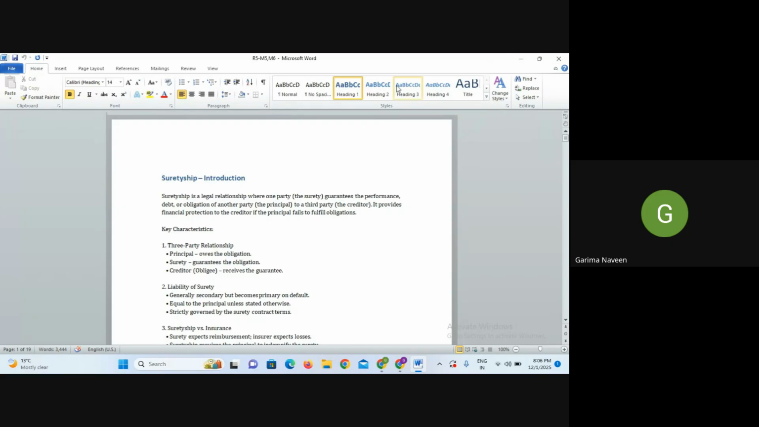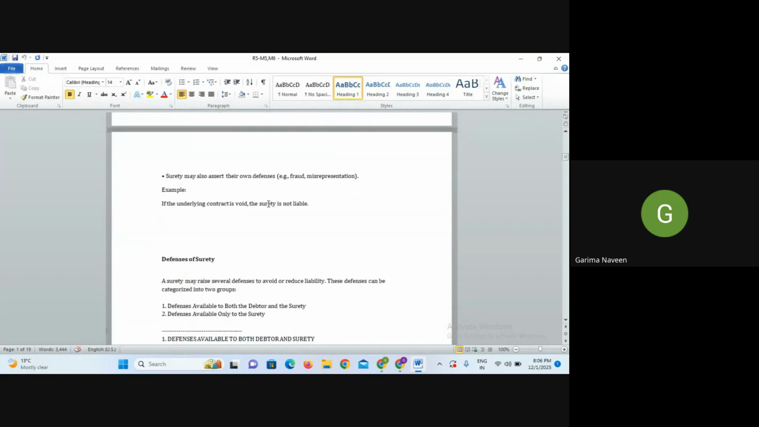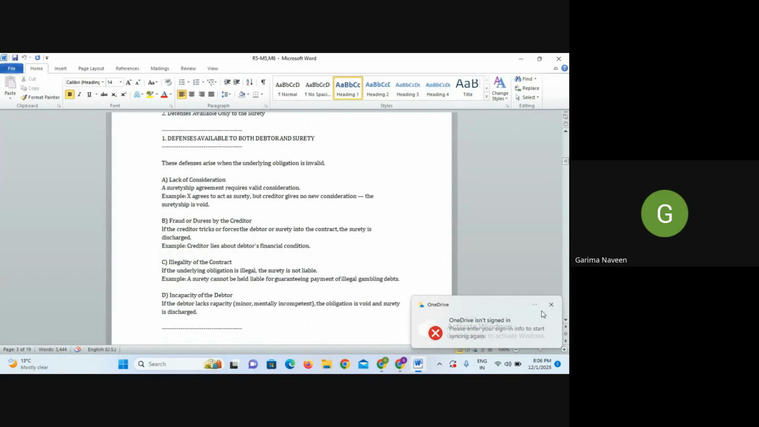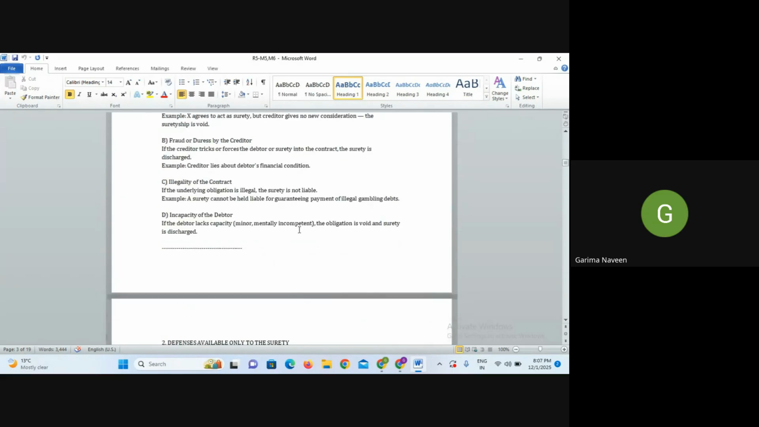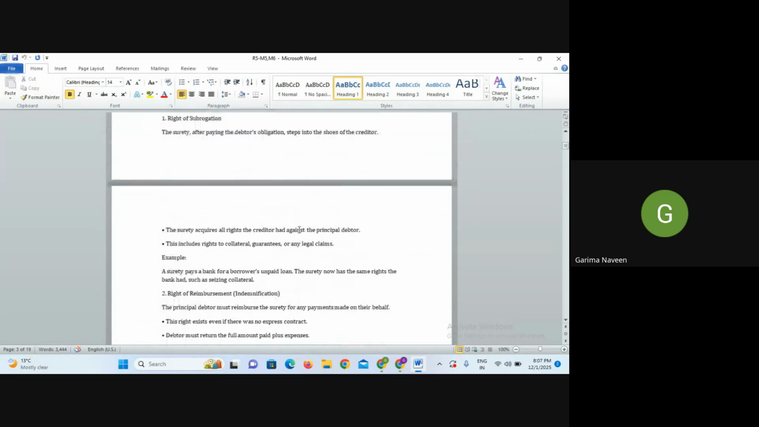Okay, so suretyship, we will discuss it today. So, what is suretyship? How does it happen? And what are the liabilities in the case of creditor, debtor, and surety? And what rights and defenses are available here?